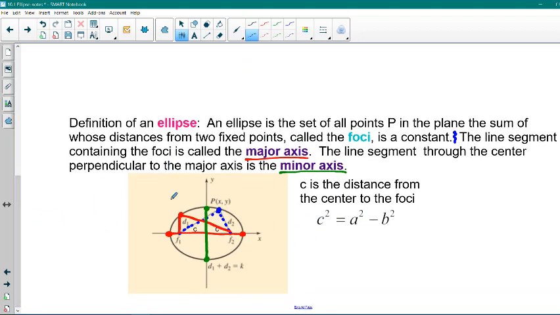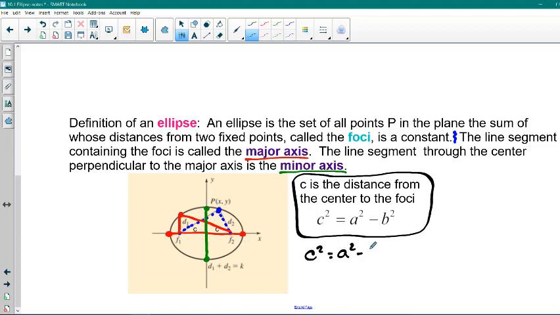All right, let's turn our attention back to this picture. I'm sorry I went past it before spelling this out. How do we find the distance from the center to the foci? Well, as you see, I've got some little C's in here, and that doesn't stand for center. C is the distance from the center to the foci. And C squared is equal to A squared minus B squared.